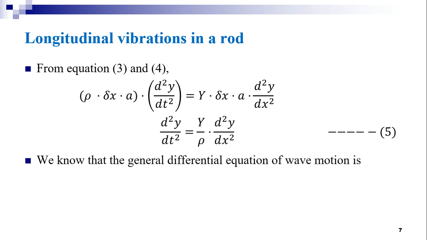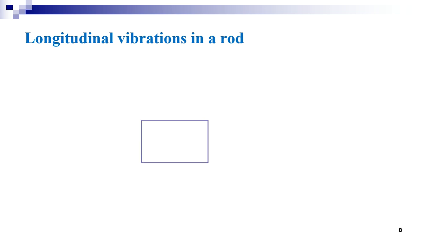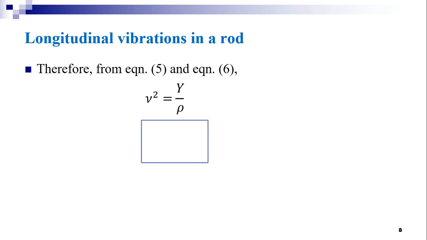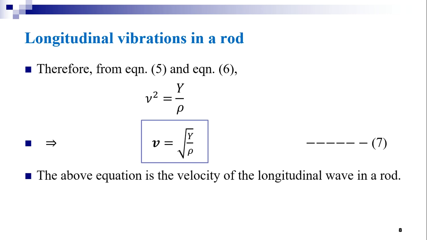Now we know that the general differential equation of wave motion can be written as d square y by dt square is equal to v square into d square y by dx square. Comparing the equations 5 and 6, we can get the equation as v square is equal to y by rho, which is the equation of the velocity of the longitudinal wave in a rod, that is given by v is equal to square root of y by rho.